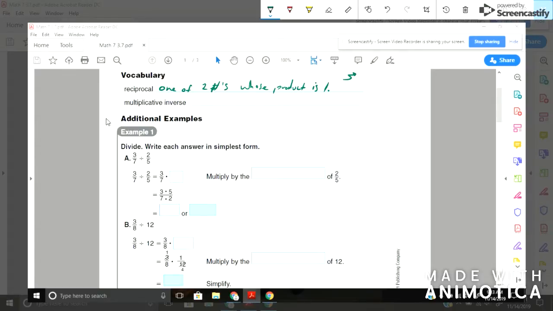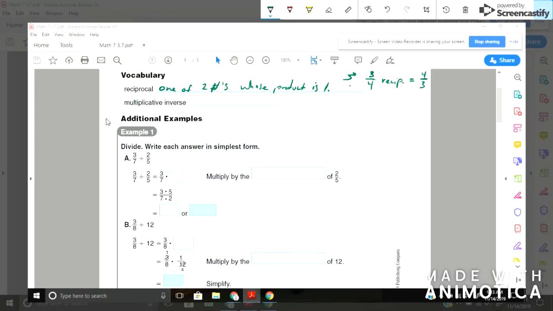If I had the fraction 3/4, its reciprocal would equal 4/3. We took the numerator and put it in the denominator. So 3 went to the bottom, and we took the denominator and put it in the numerator. 4 went up to the numerator. Okay.